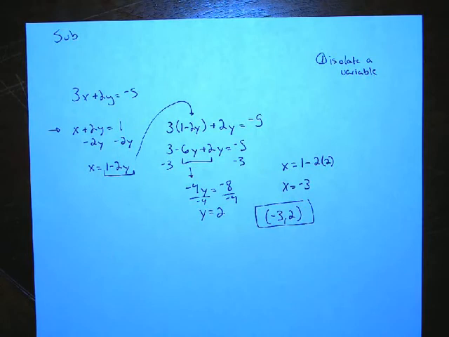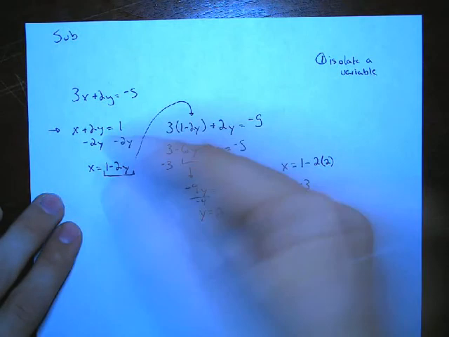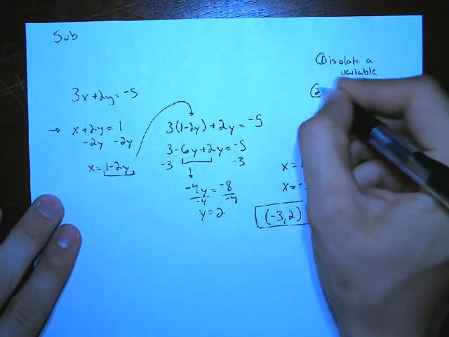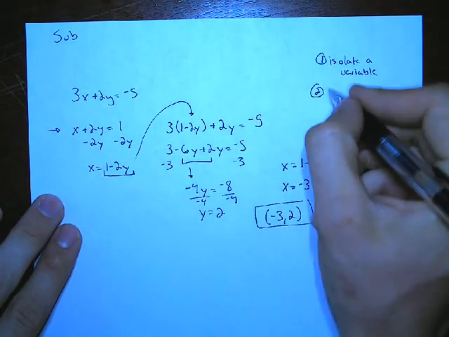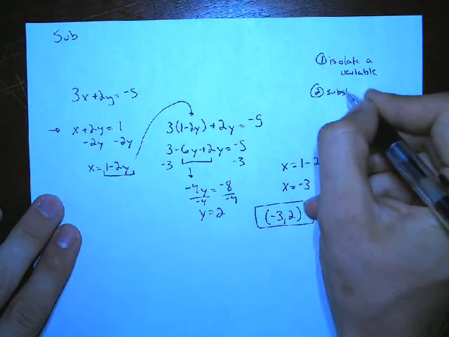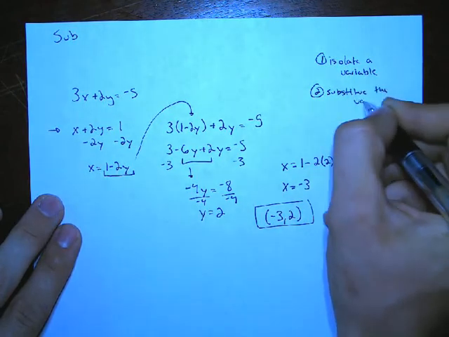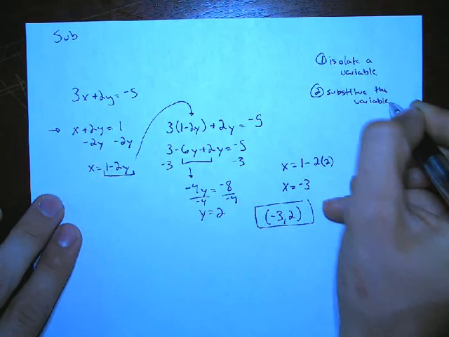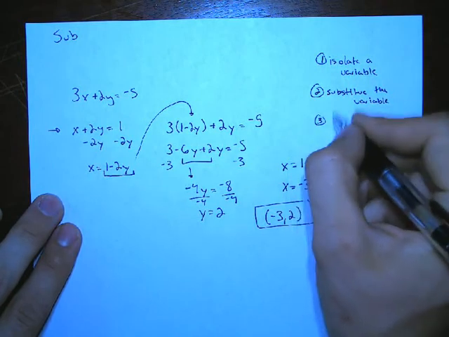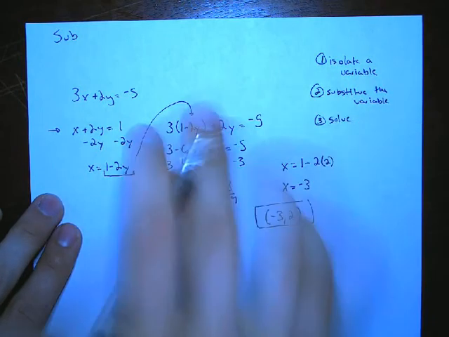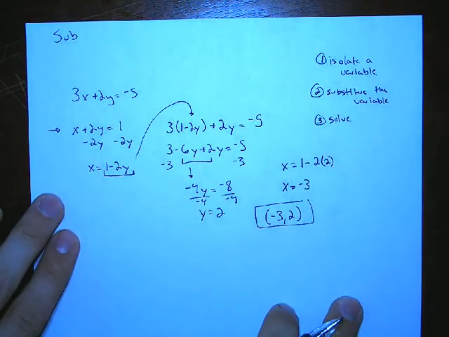I'm going to do another one, and I'm going to show you sometimes it is very important which equation you pick. So, first we isolated the variable. Second thing we did was substitute that value in. And then the last thing we did was solve for both variables. Let's try those steps with a slightly more challenging equation.